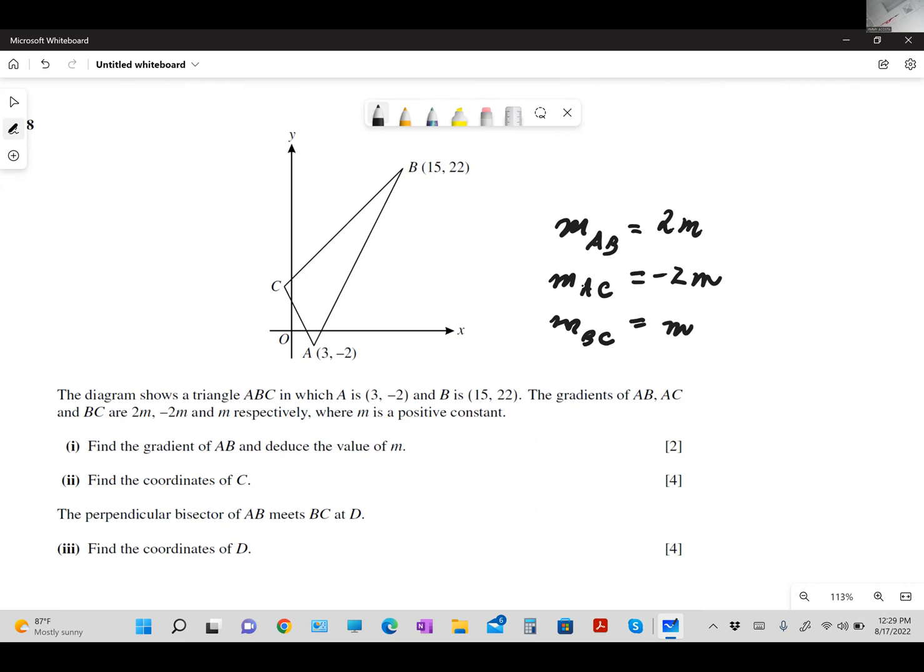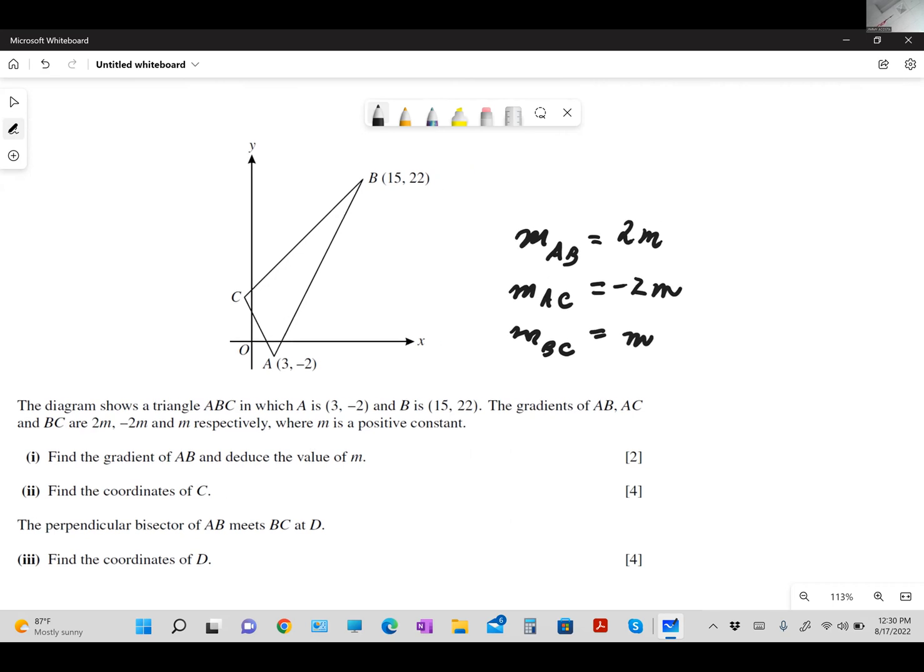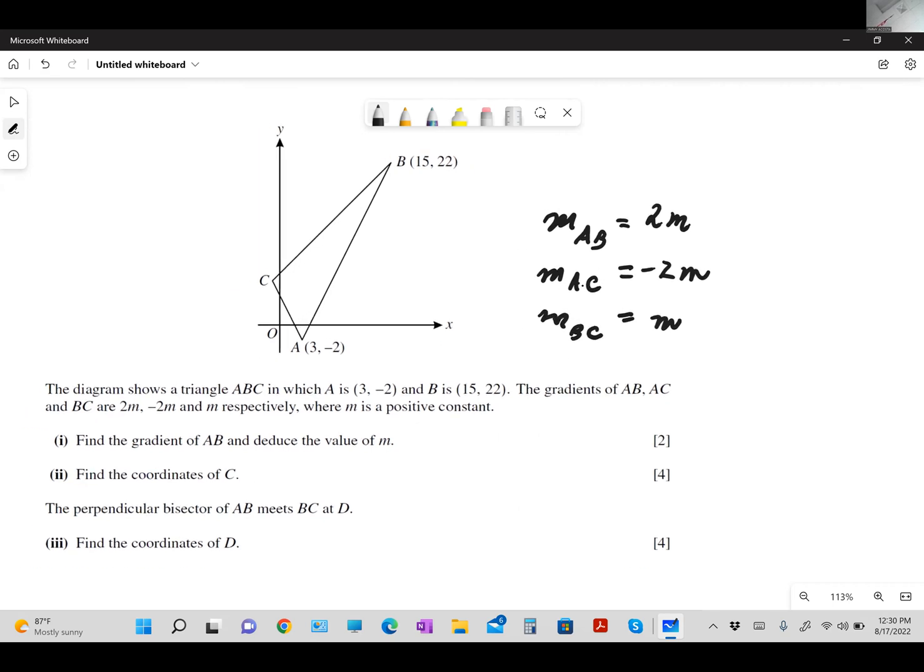Now it says, find the gradients of AB and deduce the value. Now they did give us some numbers. They said A is (3, -2), and B is (15, 22). And they want me to deduce the value of m. Can you do that? Okay, so let's do AB. Do we have numbers that we can use to get AB? Yes. So the slope of AB is what?